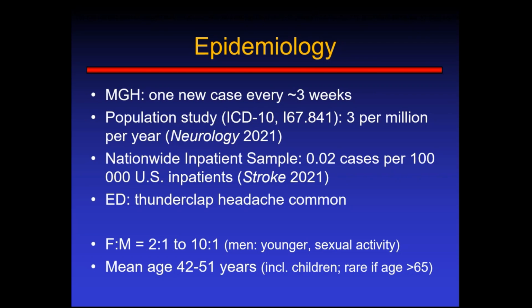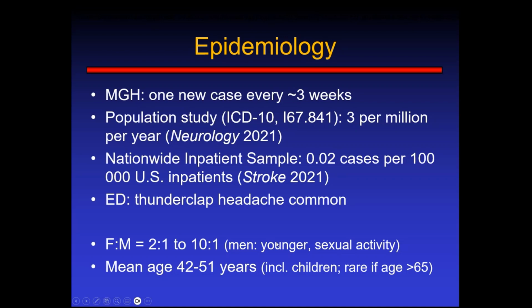I must confess, I think both of these are great underestimates of the true incidence, because you can see I see a patient every 3 weeks, not 0.02 per 100,000 inpatients. And I think the difference is the recognition and documentation and use of the code. Not every patient has every element, and not everybody knows about this code. So I think there's a lot of under-recognition if you use only the codes.